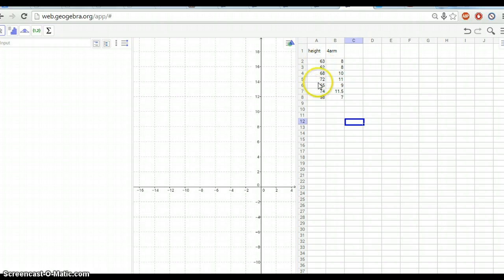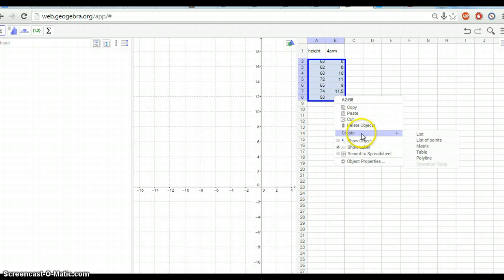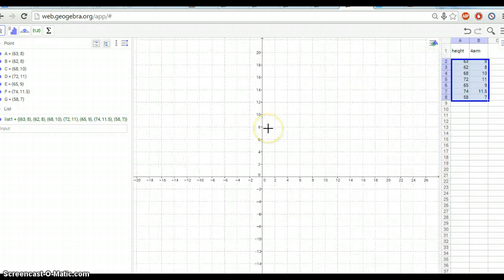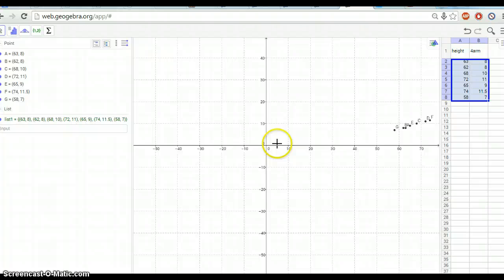So we're going to compare the height to the forearms. We're going to see how related they are, how correlated they are. After you type them in, just drag the data, both columns. Right click, and we want to create a list of points. And there it is, there's our list of points. It's list number 1. Now we can move this over here. Let's see if it drew those dots. And look at that, it sure did.